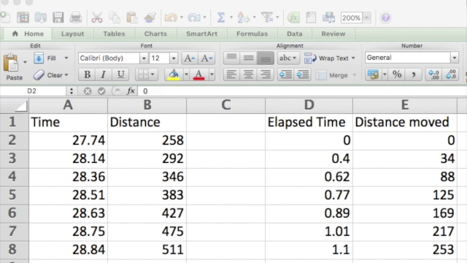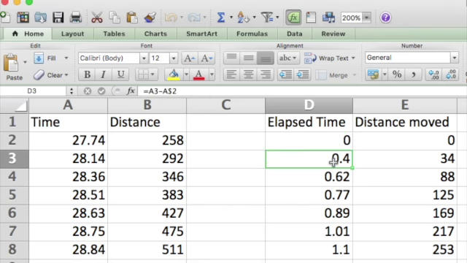Next, we need to deal with the fact that we started neither the timer nor the distance measure from zero. The extra columns D and E are going to do this. So I've started the elapsed time and the distance moved at zero. The other quantities here are calculated by formula, which you can see here.